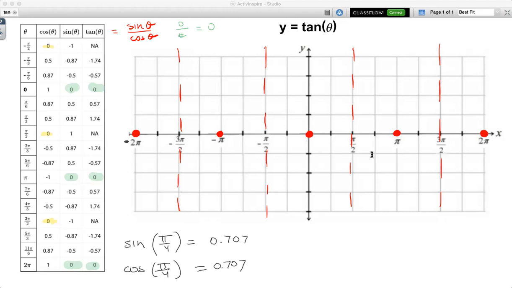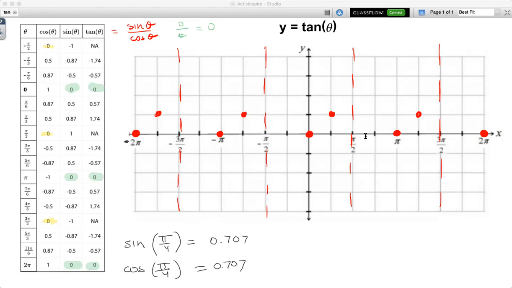Okay, so I'm going to go ahead and plot these points, right? These are going to happen at pi over 4, 5 pi over 4, or any value of theta that differs from these by a multiple of 2 pi. So I'm going to go ahead and plot it here. I'm going to plot one over here. I'm going to plot my one here and over here.